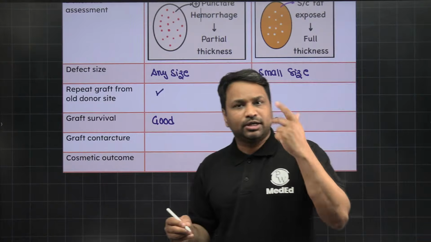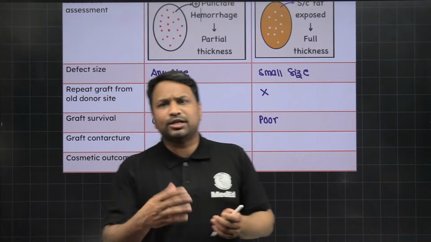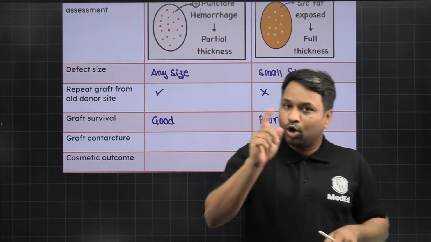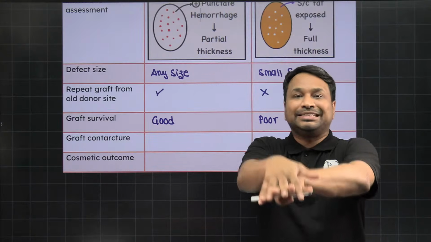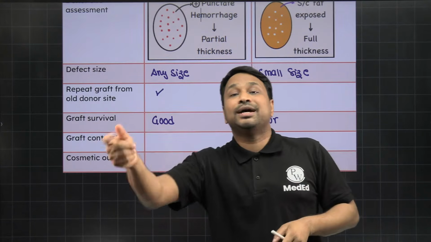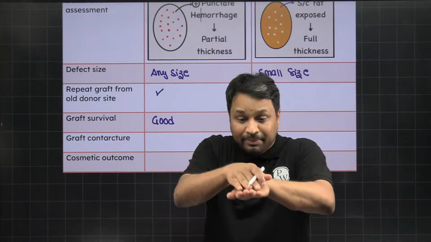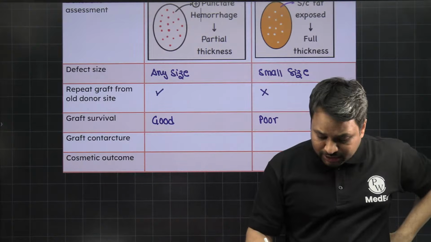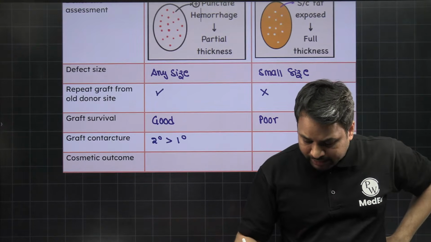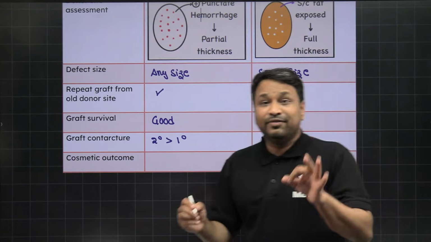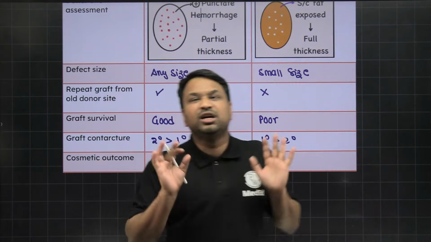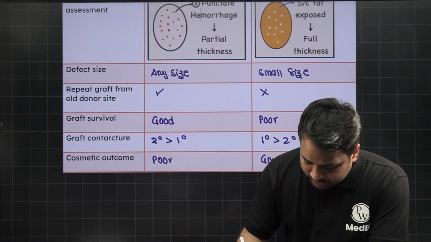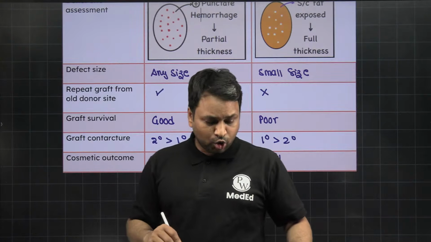Now, what is graft contracture? There are two contractures, primary and secondary. What is primary contracture? You take the graft from the donor site, and it contracts immediately. That immediate contraction is what we call primary. On the other hand, if you put it on the recipient bed and then it starts to crumple slowly, this is called secondary contraction. So immediate is primary; after applying on the recipient side, it is secondary. In partial thickness, it is secondary more than primary. Here it is primary more than secondary. Wherever you have more secondary contraction, you have an ugly looking graft. So the cosmetic outcome here is going to be poor and here it is going to be good.